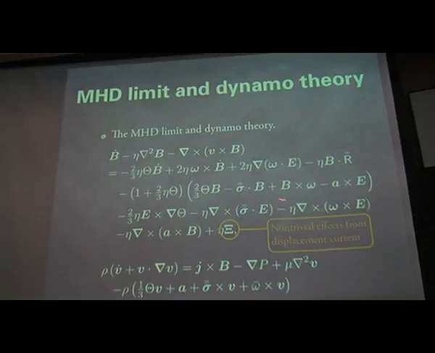There is a B cross omega term here, which gives you frame dragging effects as well. Must be a gradient. Anyway, doesn't matter.